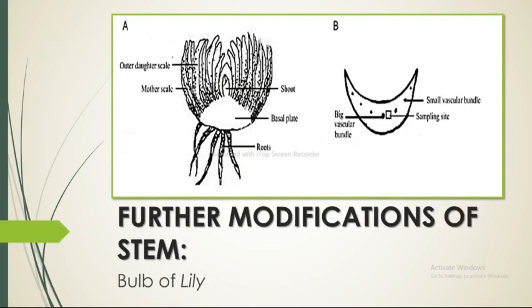So, further modifications of the stem. This is the bulb of lily. In the first figure, you can see this is the outer daughter scale. This is mother scale. These are roots and basal plate, and this is shoot. In the figure B, you can see this is the big vascular bundle. This is small vascular bundle, and this is the sampling site as shown in the figure.